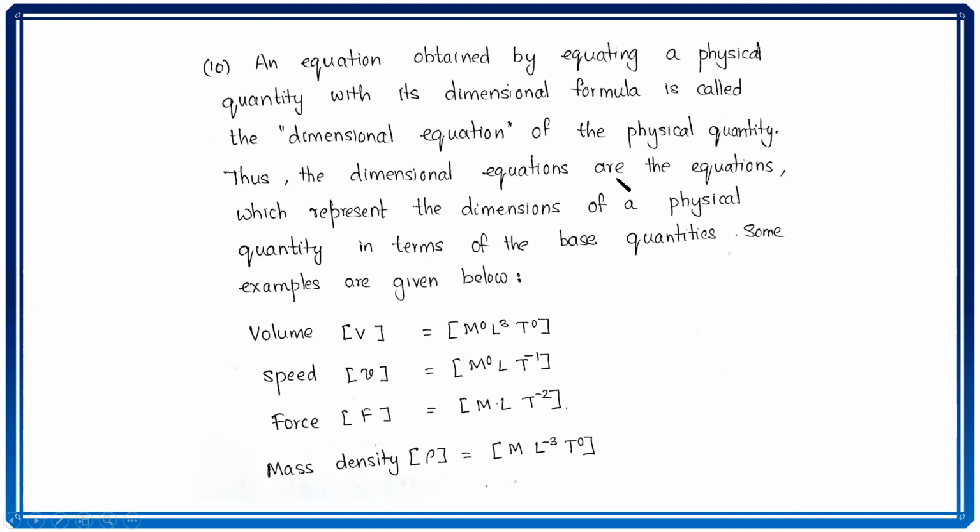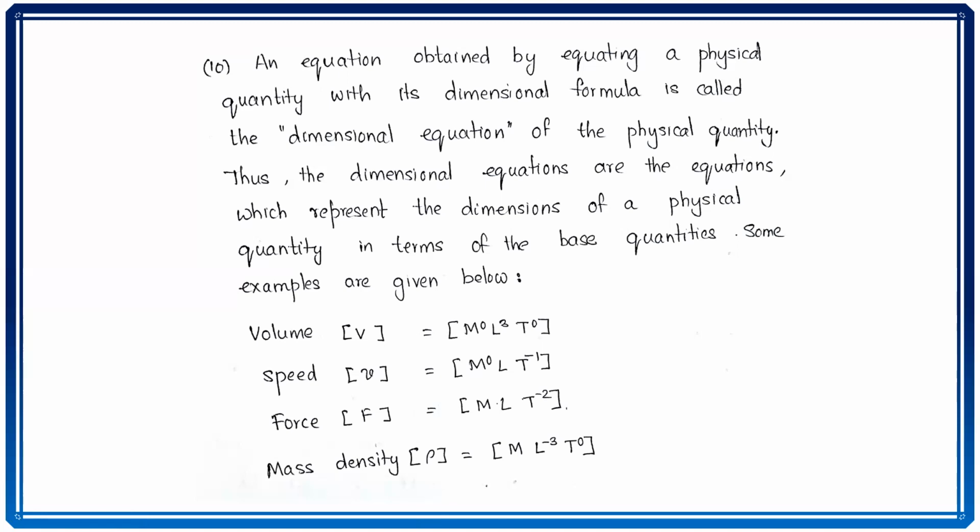Thus, dimensional equations are the equations which represent the dimensions of a physical quantity in terms of the base quantities. So, what is a dimensional equation? Dimensional equations are the equations which represent the dimensions of a physical quantity in terms of the base quantities. Base quantities means L, M, T, etc. I have already explained these four examples, and with this we can conclude our topic, dimensional formulae and dimensional equation.